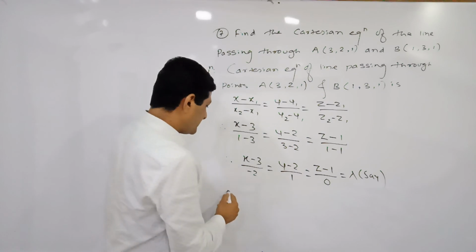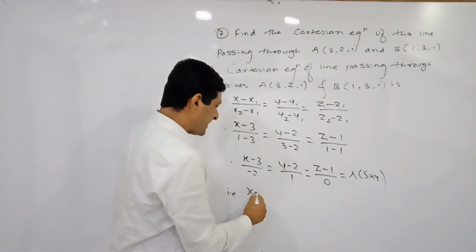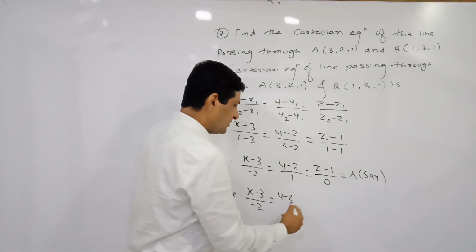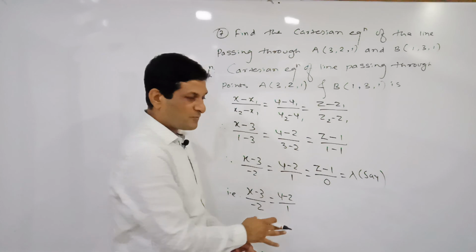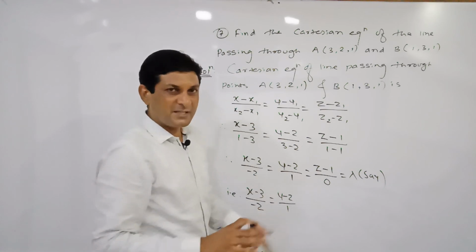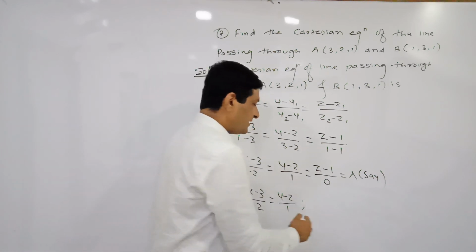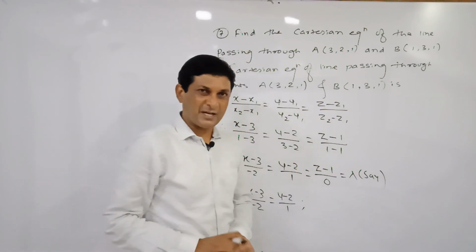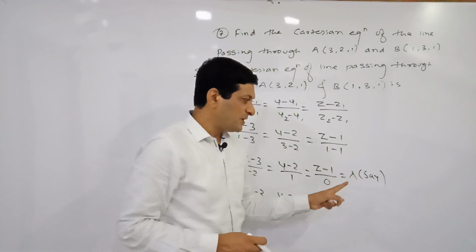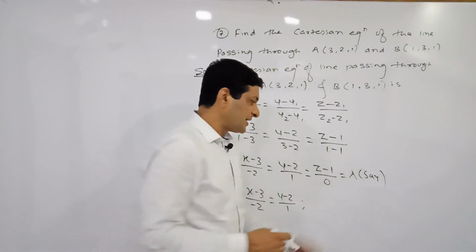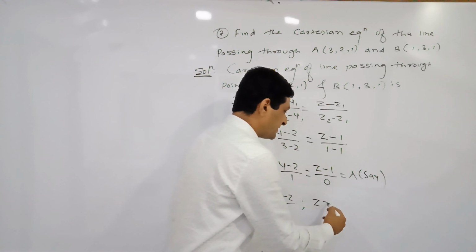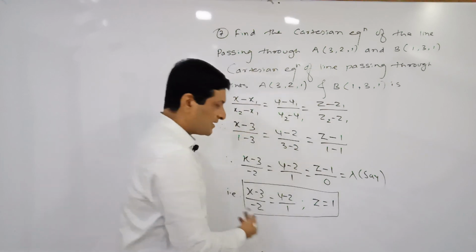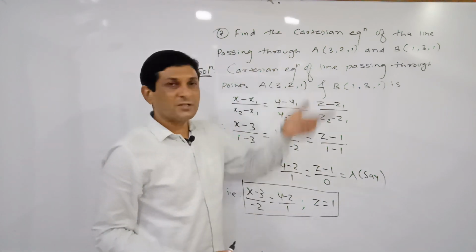So this equation can be written as x minus 3 upon minus 2 is equal to y minus 2 upon 1. If you do not want to write 1 in the denominator, that is fine. Now we simplify the remaining term. Let us suppose its value is lambda. 0 into lambda will become 0, and minus 1 on this side will become plus 1, which means z is equal to 1. In this way, we have got the required Cartesian equation of the line.